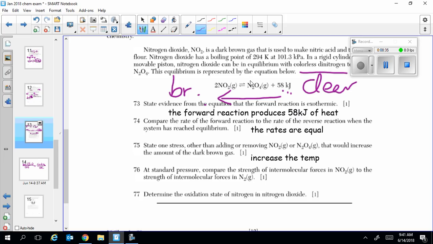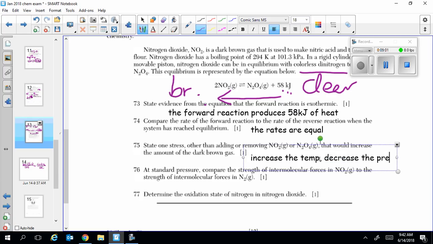Another thing you could do, there is gas on both sides. So there's 1 mole of gas on this side, and there's 2 moles of gas on this side. So if you increase the pressure, you would favor the reverse reaction because you'd make it go to the side with less moles. So another thing you could do is decrease the pressure. If you decrease the pressure, it's going to favor the side with more moles of gas, and there's more moles of gas on this side.